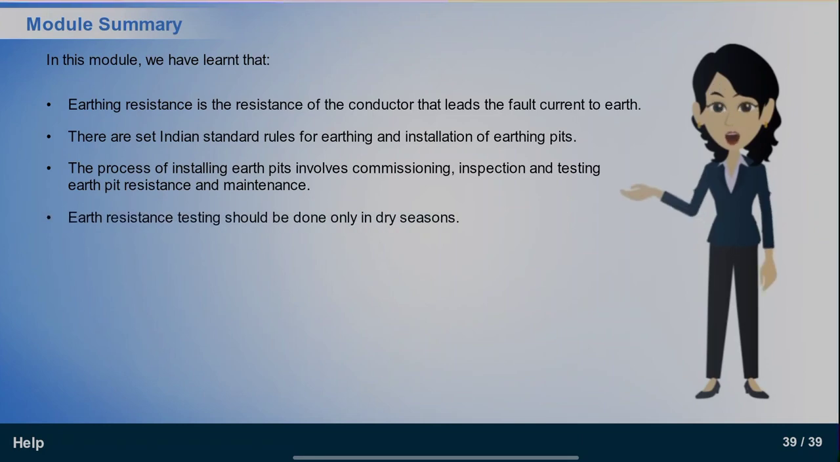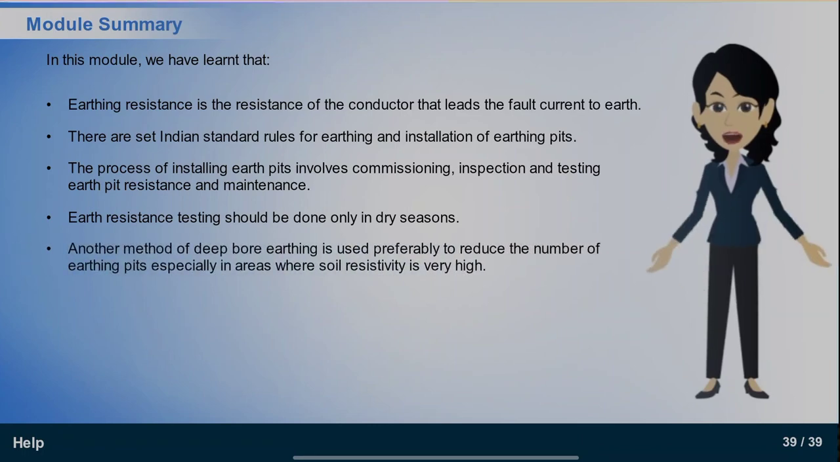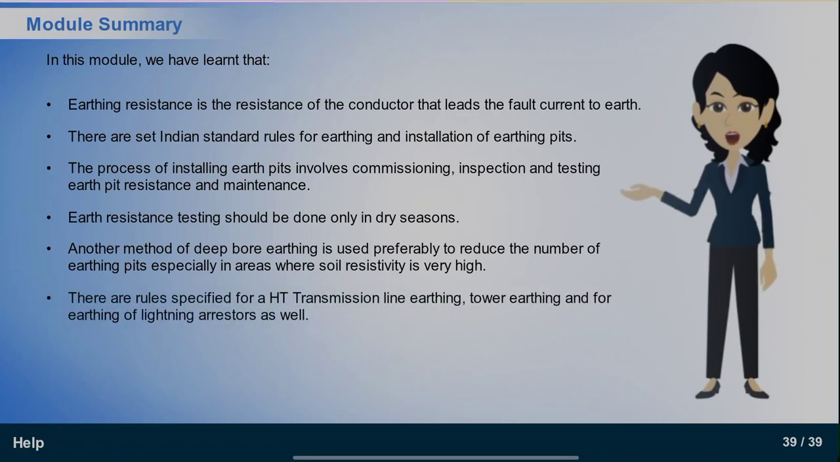Earth resistance testing should be done only in dry seasons. Another method, deep bore earthing, is used preferably to reduce the number of earthing pits, especially in areas where soil resistivity is very high. There are rules specified for HT transmission line earthing, tower earthing, and for earthing of lightning arresters as well.